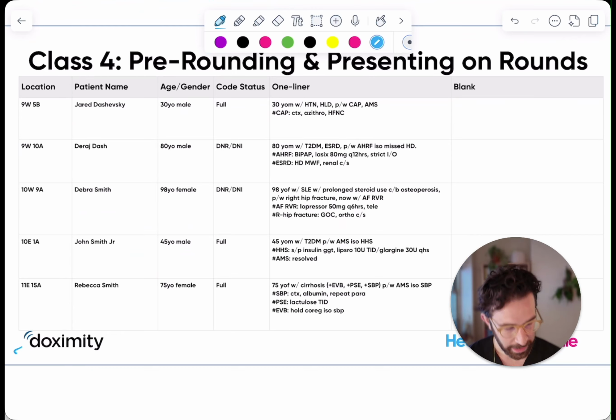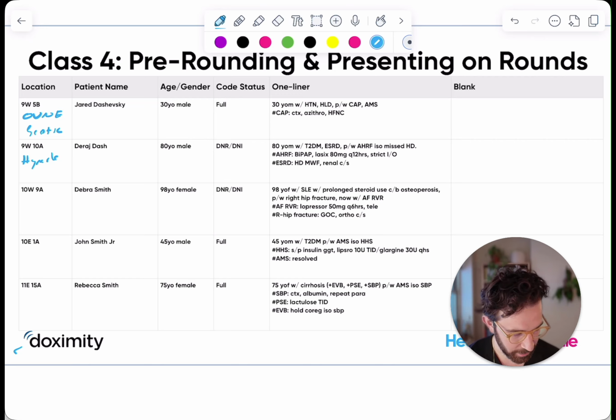Okay, in the location column, or in the first column, this is where I'll keep track of the overnight events, right? I'll just quickly drop like septic. And for Draj dash, maybe I write hyper K. This is just to jog my memory, right? Your memory will get very good. So all you need is like little codes to help you recall.